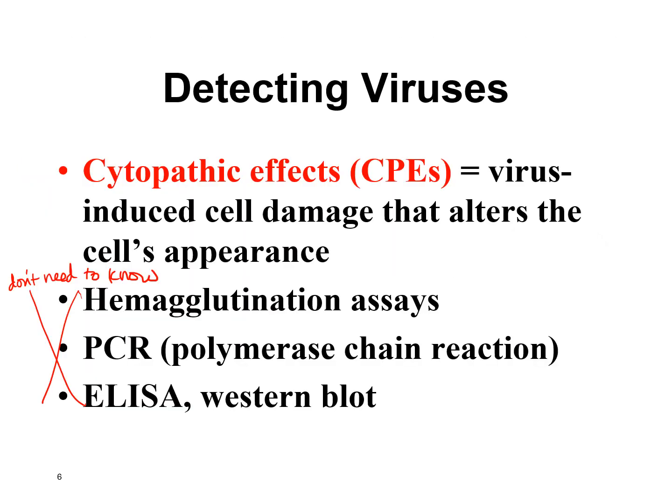All right, so some of the animal viruses actually don't kill the cells right away, but they can cause some damage to the cell or change the cell's appearance. So we call these cytopathic effects. So then we can look for those when we detect the virus. And you don't need to know the other parts on this slide. I won't ask you those.